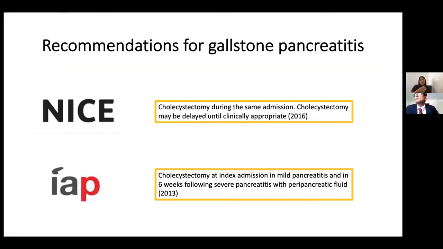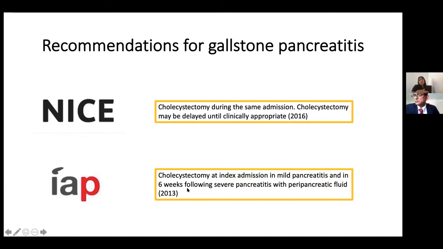So this is my final slide. These are just recommendations for gallstone pancreatitis. Even until 5 years ago, there was some inconsistency in the international guidance of when we should be performing a cholecystectomy. But in 2016, NICE has recommended that laparoscopic cholecystectomy should be offered in the same admission for anyone with mild pancreatitis. But in severe pancreatitis, they could be delayed if that's clinically appropriate. And the International Association of Pancreatology has also published very similar guidance with regards to this, either cholecystectomy at the index admission or within 6 weeks of severe pancreatitis.